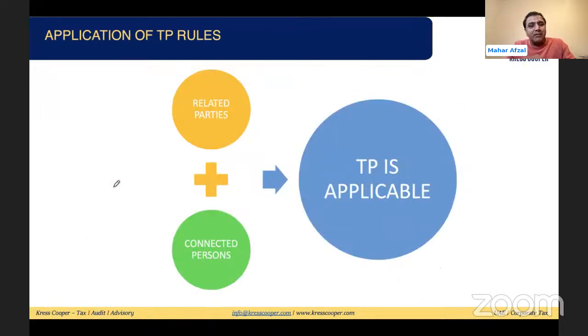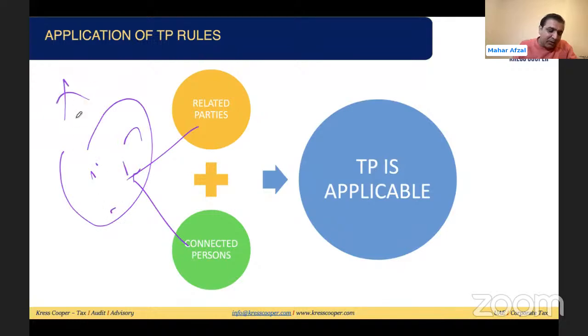The first question is the application of the rule. These rules, the TP guide, are applicable on the related party. These TP rules and TP guide are applicable to the connected person. We cannot say these are only applicable to the related party. No, these are applicable on both, related parties and connected persons. And a very important thing: this related party or connected person might be in the UAE somewhere, or might be out of the UAE. It means TP rules and TP regulations are applicable on local domestic transactions and on cross-border transactions as well.